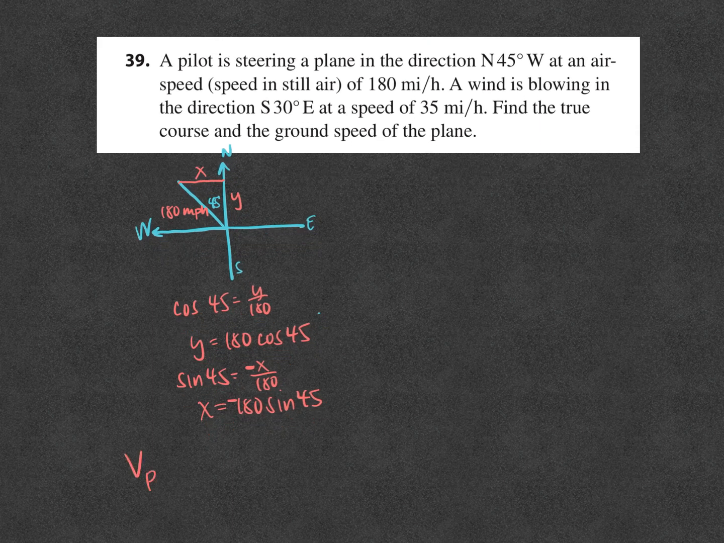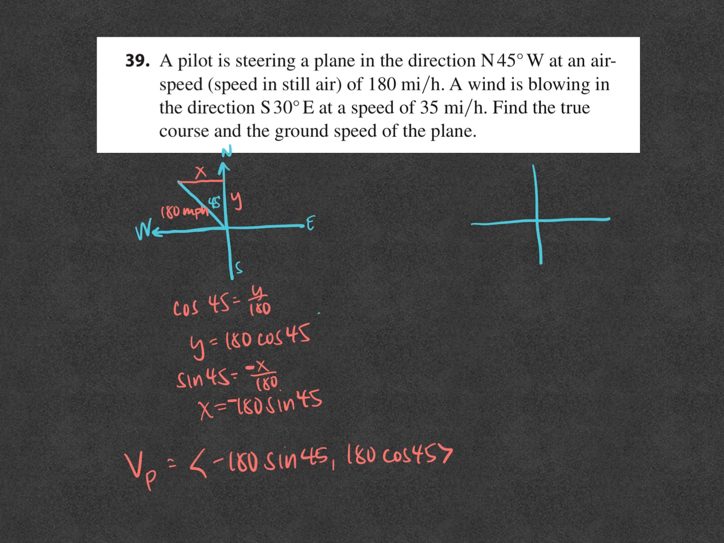So then the vector of the plane is going to be, we can write it one of two ways, negative 180 sine of 45, comma 180 cosine of 45. Or we could write it as negative 180 sine of 45 vector i, plus 180 cosine of 45 vector j. Either way, whichever works. I like vector notation. It's easier than writing the vectors of i and j.